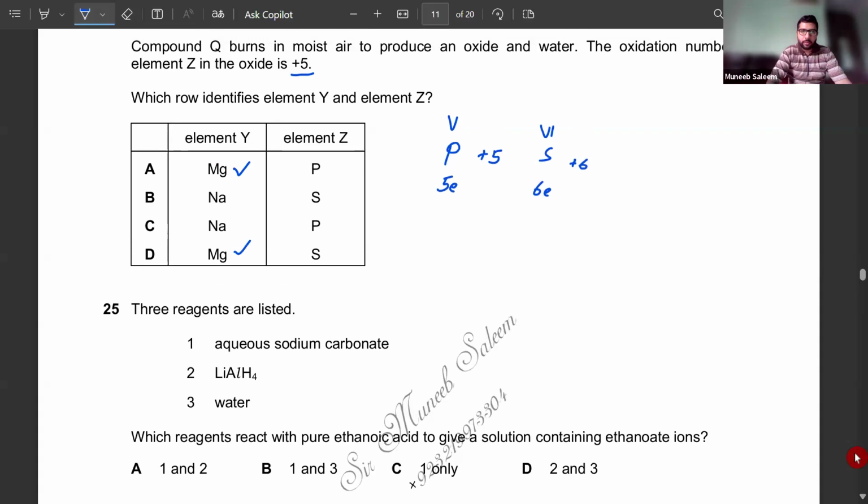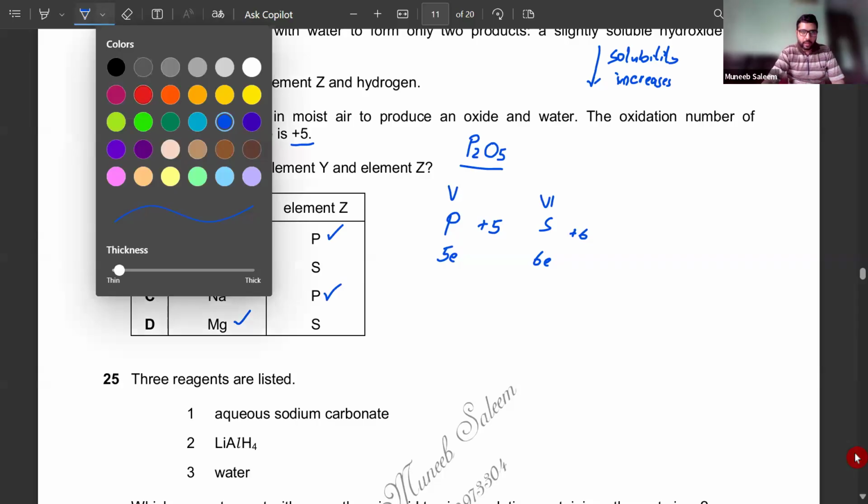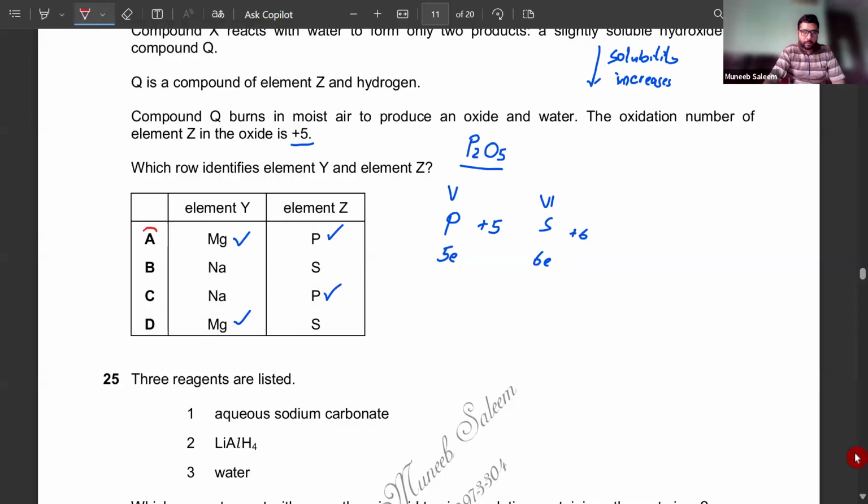And we also know that phosphorus can make an oxide with oxygen in which it has a +5 oxidation state, which in this case is P2O5. So this is the compound of phosphorus that will be formed when it reacts with moist air. So phosphorus is the correct answer from the column of element Z, and in this way the correct option becomes option A.